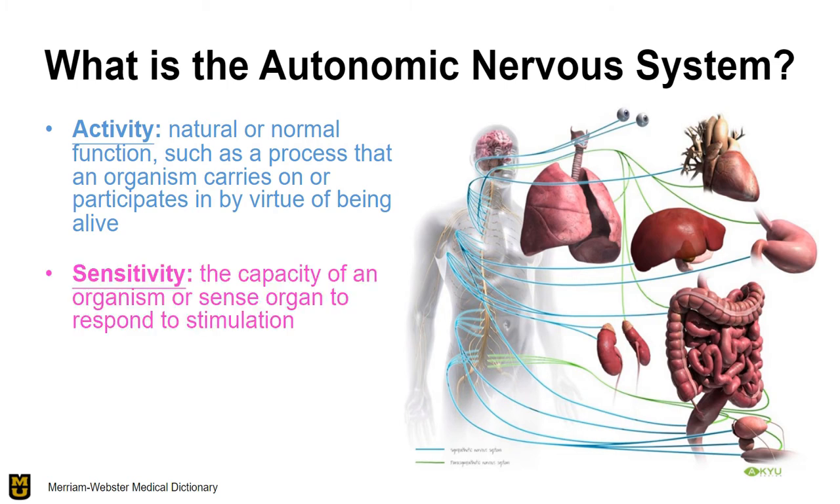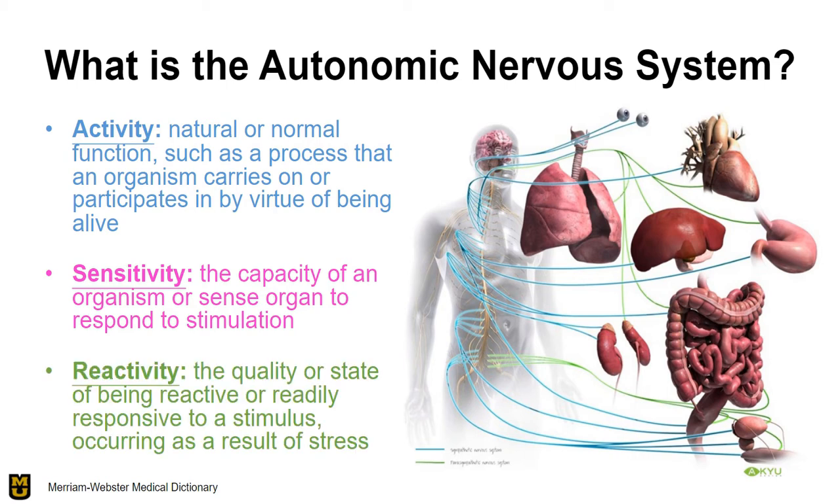But because the autonomic nervous system also plays a role in responding to stress, we can look at the sensitivity of the system, or the capacity of the organism to respond to stimulation, or the reactivity of the system. That is the state of being reactive or responding to a stimulus, for example, as the result of stress. I'll be talking about each of these different areas as we go through the presentation.